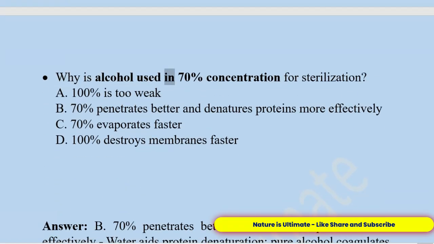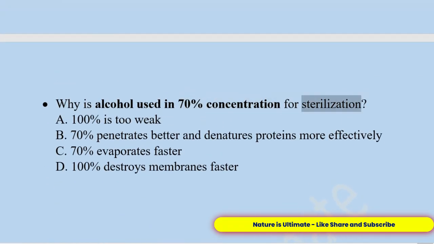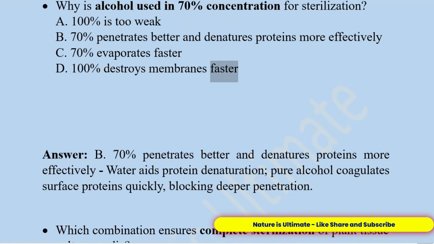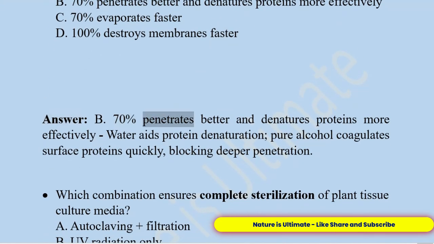Why is alcohol used in 70% concentration for sterilization? A. 100% is too weak. B. 70% penetrates better and denatures proteins more effectively. C. 70% evaporates faster. D. 100% destroys membranes faster. Answer: B. 70% penetrates better and denatures proteins more effectively. Water aids protein denaturation. Pure alcohol coagulates surface proteins quickly, blocking deeper penetration.